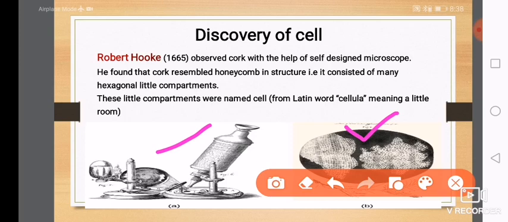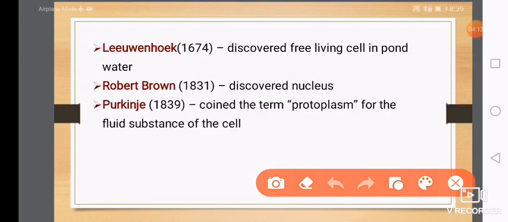From here, the quest started in the field of the cell, and scientists started to improve microscopes. Then there were other scientists. In 1674, Leeuwenhoek improved the microscope further and observed pond water, where he found single cells living independently. After that, a scientist Robert Brown, in 1831, discovered the nucleus. The nucleus is the main organelle present inside the cell. This we are going to read when we start the structure of the cell.